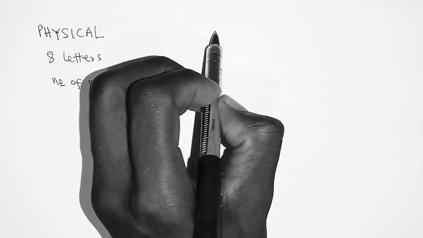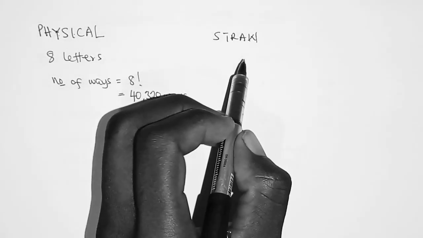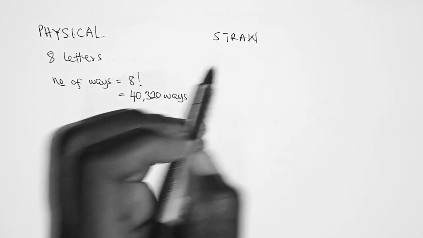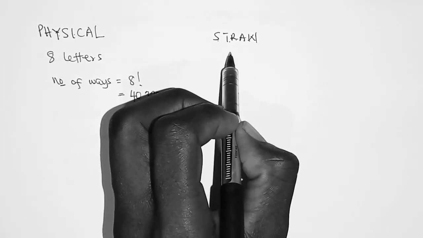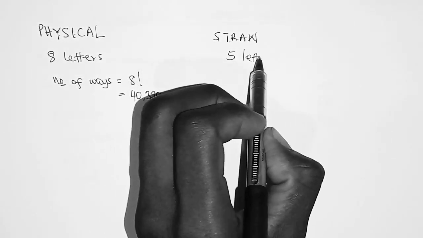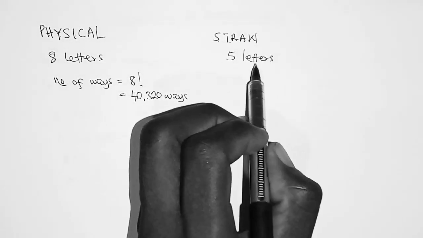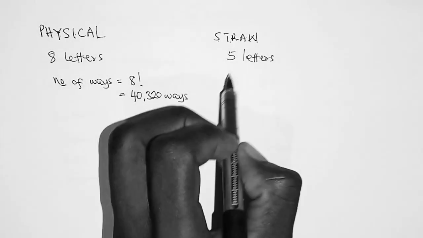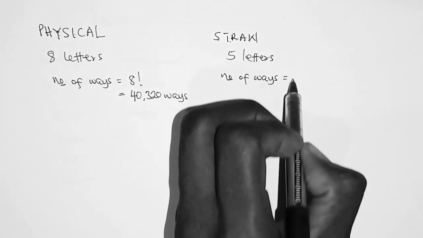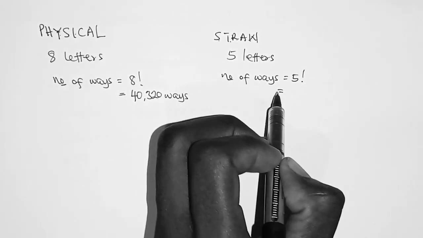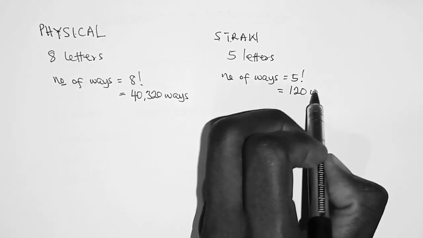What if we were given the word STRAW? In how many ways can we arrange the word straw? So let's count the number of letters. 1, 2, 3, 4, 5. Straw is made up of 5 letters. Then the next thing to check is whether there are any repetitions. There are no repetitions of letters, and therefore the number of ways is equal to 5 factorial. And then 5 factorial is equal to 120 ways.